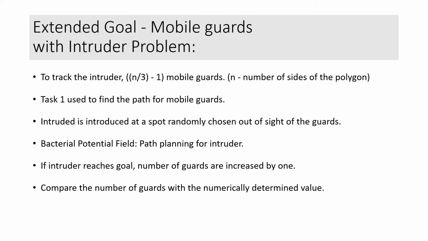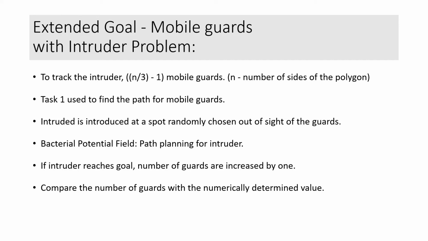The intruder, which is placed at a random point, receives the data of the visibility of the mobile guards, including the edges and the vertices that are currently being monitored, to plan a path according to the bacterial potential field or pseudobacterial potential field algorithm. The specialty of BPF is that it overcomes the local minimum problem which is faced in artificial potential field, and this algorithm also finds the best gene, or the best set of parameters, that can help us find the appropriate path. We'll look into the details of the BPF algorithm later on.